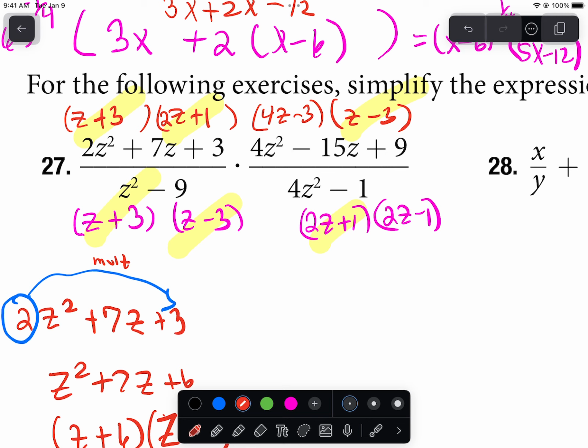So then our final answer on top is 4z minus 3. On the bottom is 2z minus 1. We can only cancel anything across the top with anything across the bottom in either fraction if it's a multiplication symbol. If it's a division symbol, remember you got to flip that fraction and then you can do that.